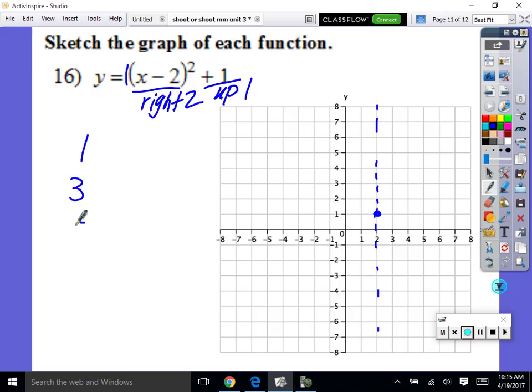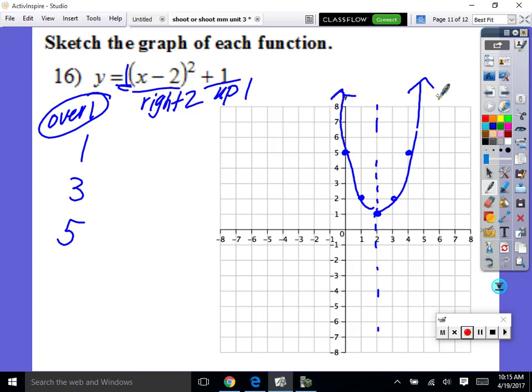1, 3, 5. And remember, we always go over 1 no matter what, and then we times it to A, but this is 1, so we're good. So you go over 1 up 1, over 1 up 1, 2, 3, over 1 up 5 would take us off the graph, so good enough. Yeah. That's all you gotta do. These ones are the easiest ones. Okay, that's team.